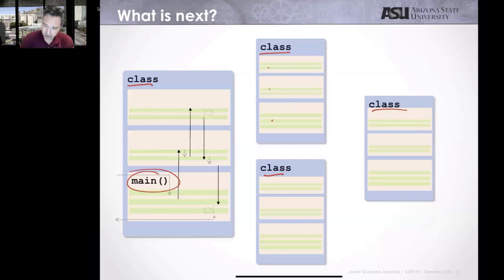Anyway, what are we going to do to connect the classes? Because right now, as I mentioned before, my program is going to start here in the main, and my program is going to end here in the main. What do I do to connect my class, the one that has the main, with other classes that do not have a main?